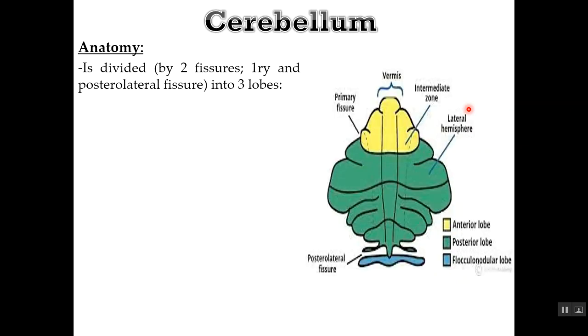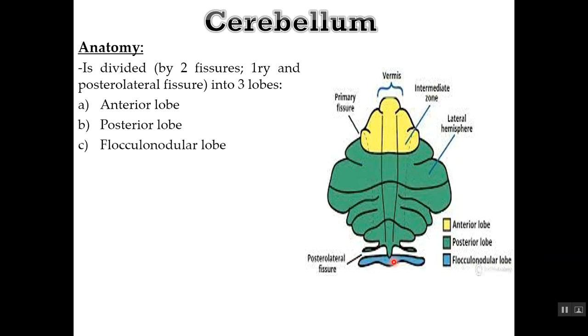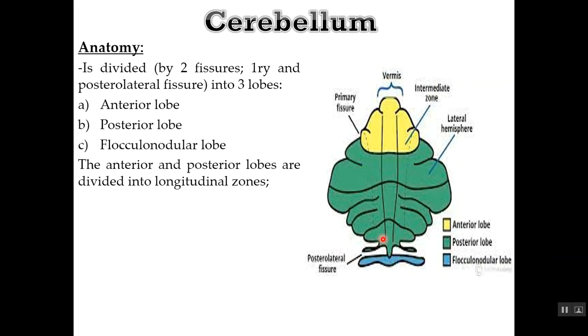Also, the cerebellum is divided into three lobes: the anterior lobe, the posterior lobe, and the folliculonodular lobe. This is by two main fissures. The first one is the primary fissure, which separates the anterior from the posterior cerebellar lobe, and also the posterolateral fissure, which separates the folliculonodular lobe from the posterior lobe. So we have three cerebellar lobes. The first one, the anterior; the second one, posterior; and the third one, the folliculonodular lobe.